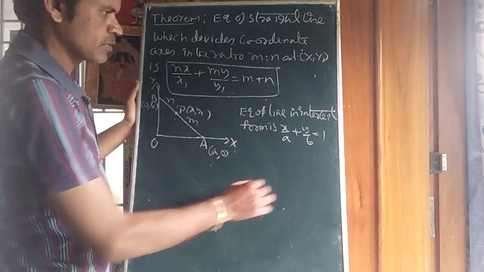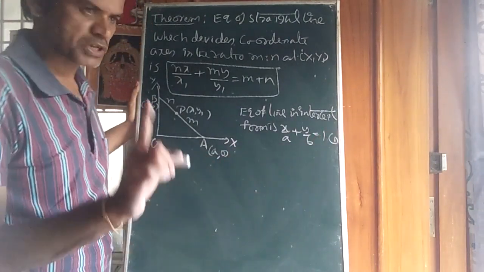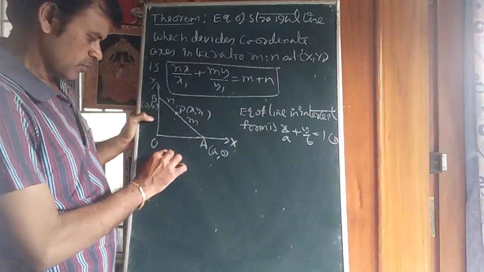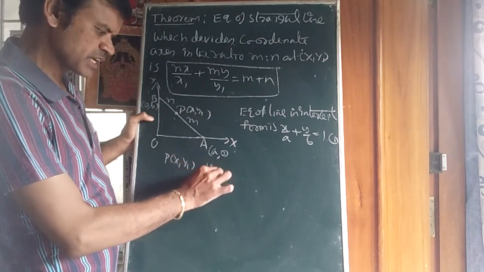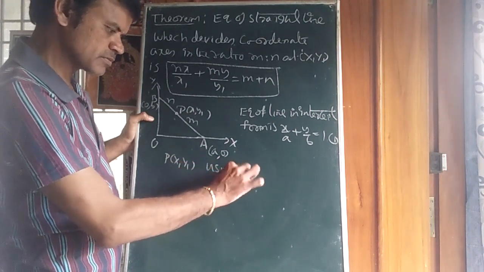Now, let it be the first equation. Now, the point P x1 comma y1. Using the section formula, I am writing.